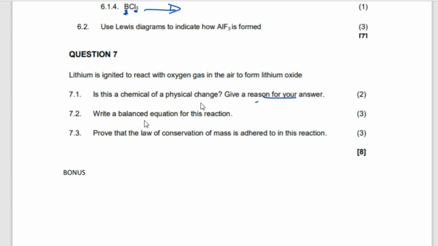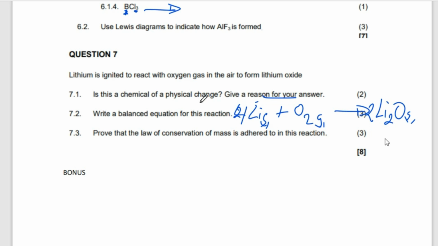Balanced equation. Lithium plus oxygen, you get lithium oxide, because lithium is group 1. So you put a 2 here, and then now it becomes 4, so you put a 4 there, so now it's balanced. Solid, gas, solid. Don't forget to write the states, because states are very important in the equation.